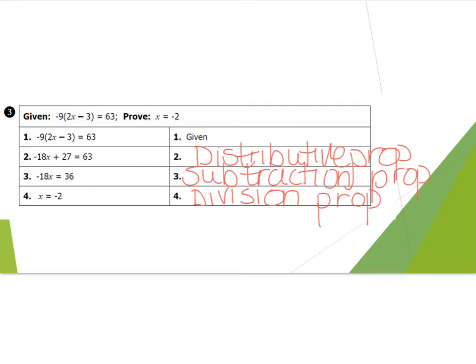That's the subtraction property. We had x with a coefficient of negative 18. We divided each side by negative 18 and we got x is equal to negative 2. What was that last step? It was the division property of equality. We actually proved that in this problem, x is equal to negative 2, and we justified each step. That's what a proof is. It's getting from a starting place to an ending place and justifying every step along the way.